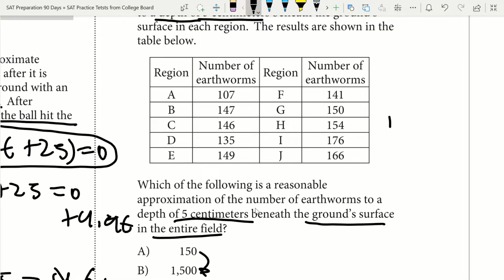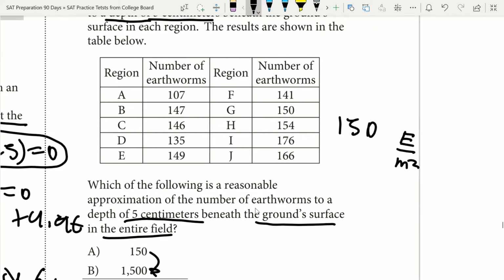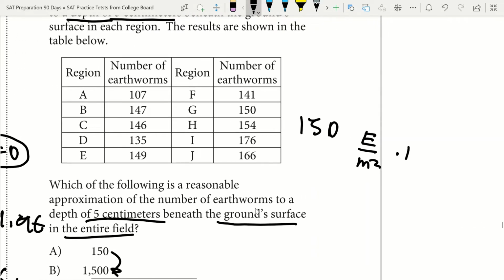I see it's about 150 and I see all my answer choices are multiples of 150, so that's what I take it as. Okay, so I take it as 150 per each meter squared. So 150 earthworms, I'll put earthworms as E per meter squared. Now we have to multiply that by that 100 meter squares in our whole field. We have to multiply that by 100 meters squared because that's how big our field is.